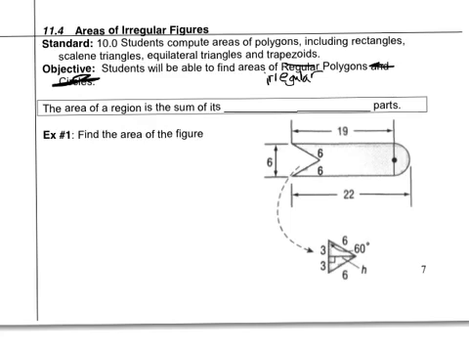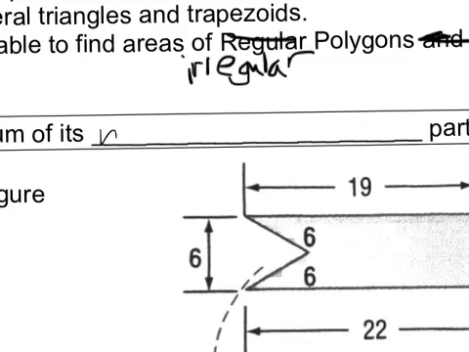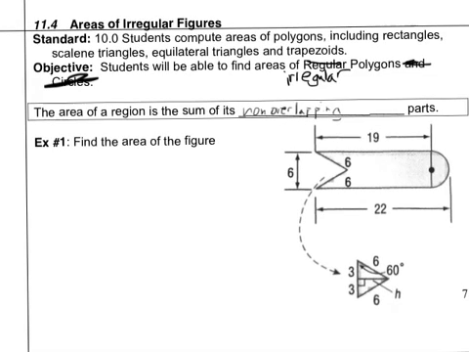So we're going to look at irregular figures, and the important thing to know is that the area of a region is the sum of its non-overlapping parts. That means that you can always just take a figure and chop it up into smaller parts, and the sum of those parts is the area. That's really helpful because we have weird figures like this guy. Okay, it's not a known shape, but it does have a lot of smaller parts to it.